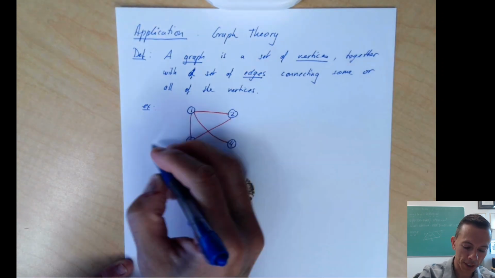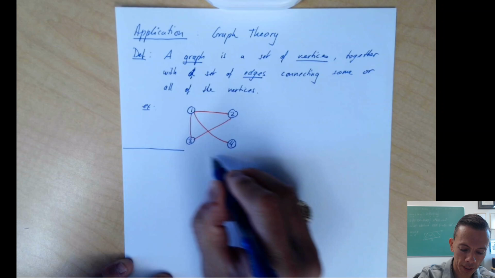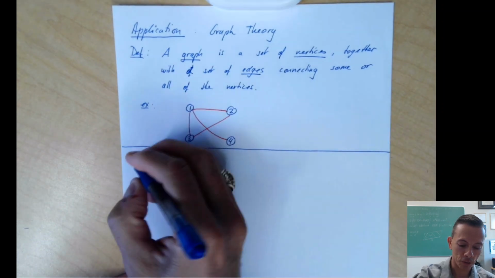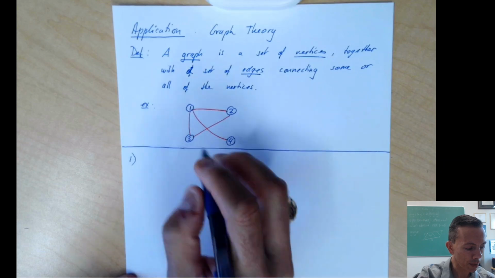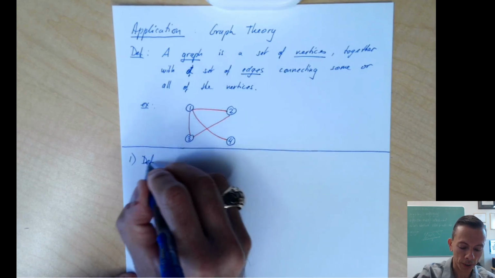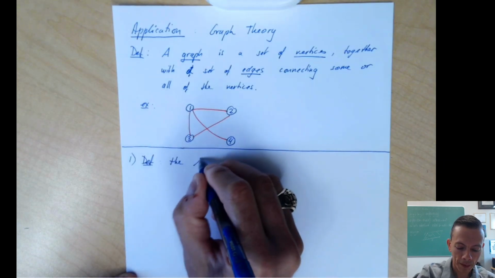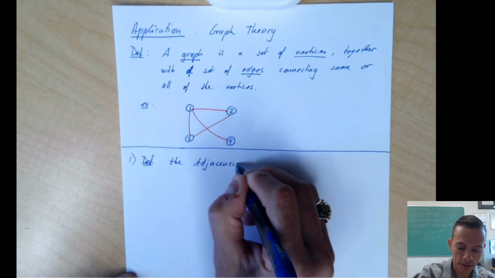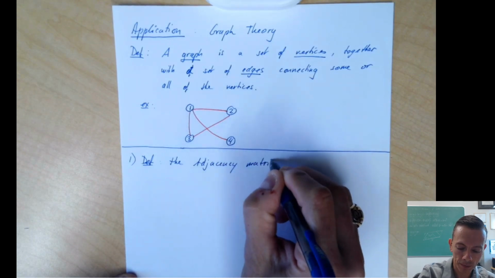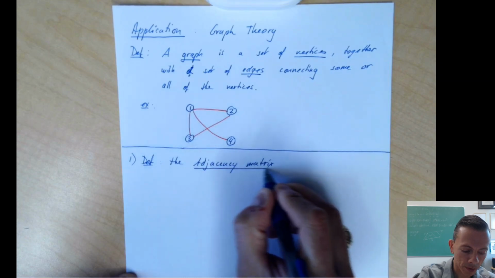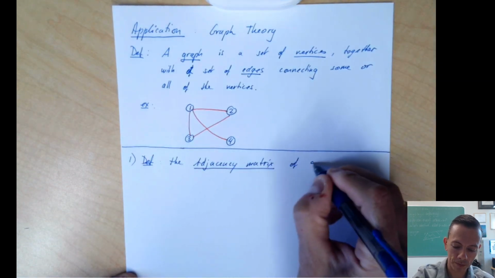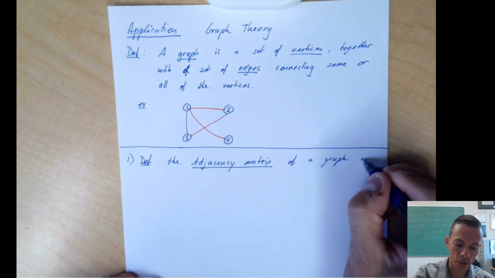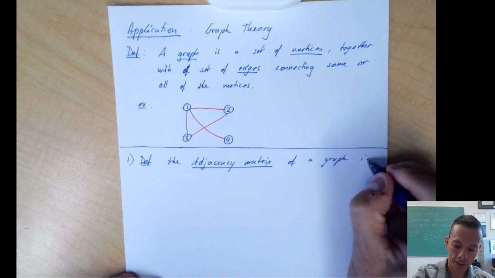Anyway, so linear algebra comes in because you can describe these graphs using matrices in different ways. So here's one way. This definition is for the adjacency matrix of a graph. So this indicates which vertices are connected.